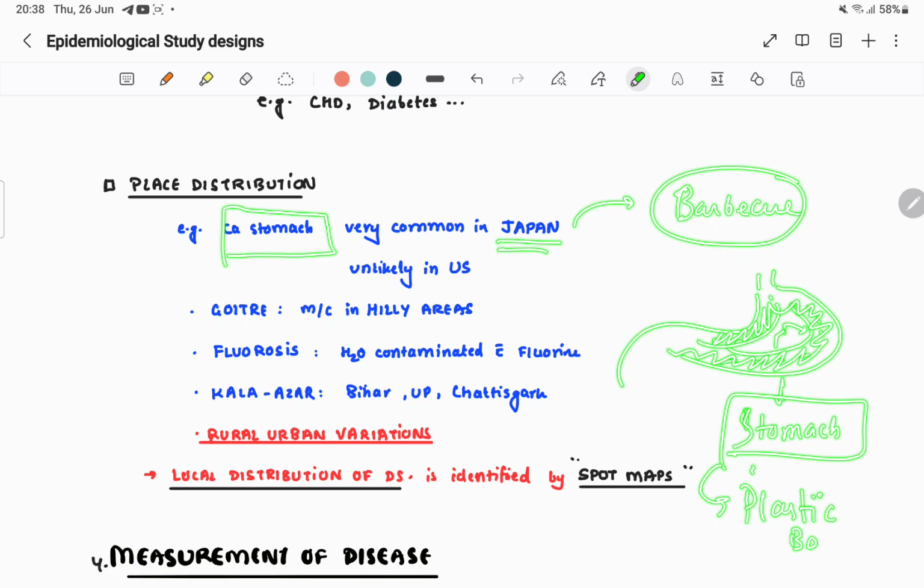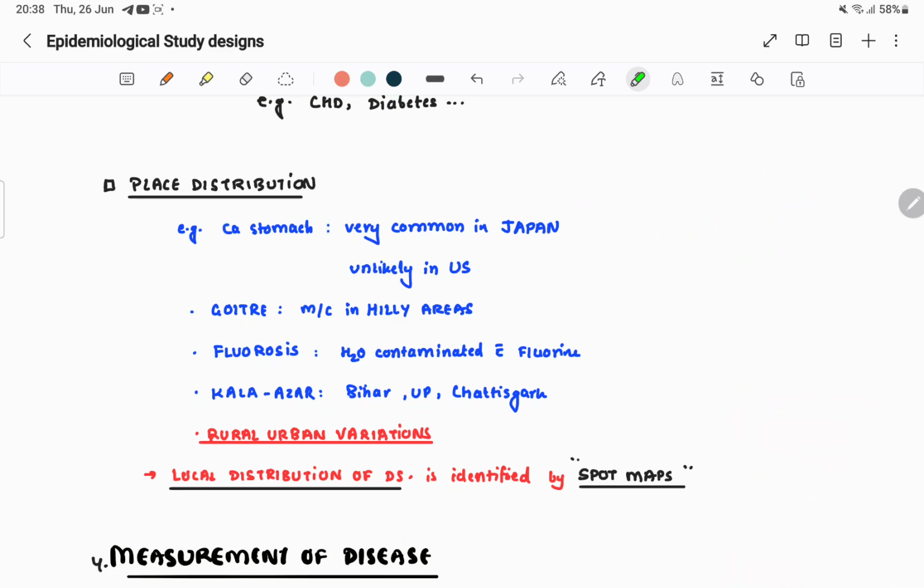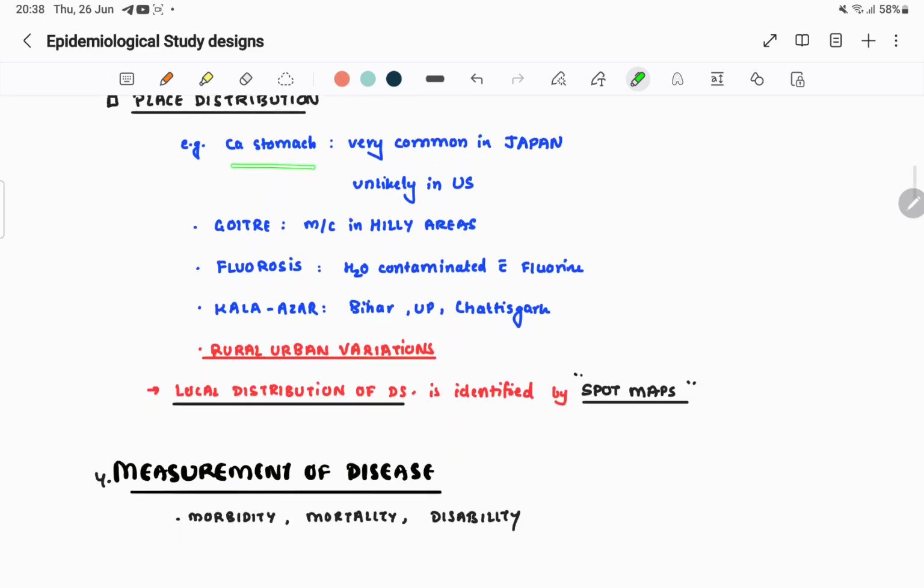This stomach is called a plastic bottle stomach. I hope you must have heard in your pathology, linitis plastica, plastic bottle stomach. Okay, carcinoma stomach. Goiter is most common in hilly areas because in water, in hilly areas, there is a seepage, right? So the iodine content is reduced. Water fluorosis is common in contaminated water with fluorine. Kala Azar in Bihar, UP, Chhattisgarh.